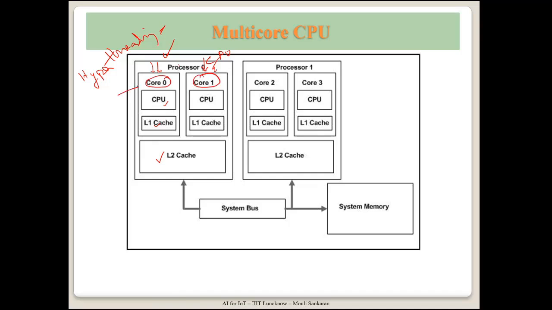Once I say core, it has got its own registers. All the register sets are there, R0 to R31, or maybe more. So sorry, this is CPU. This CPU has all the registers and they have dedicated L1 cache, but they share a common L2 cache. These are different architectures, but you can assume that this is how I am showing you.